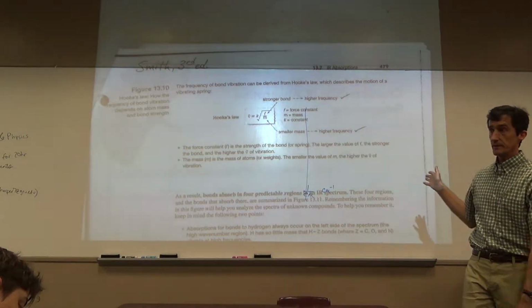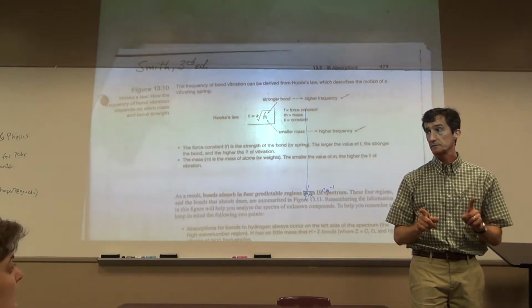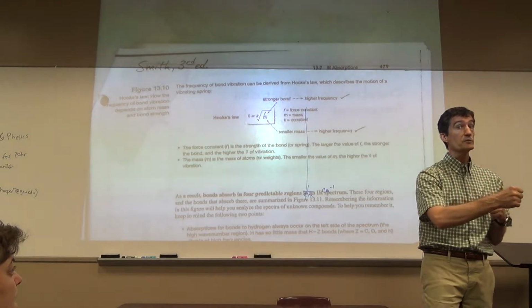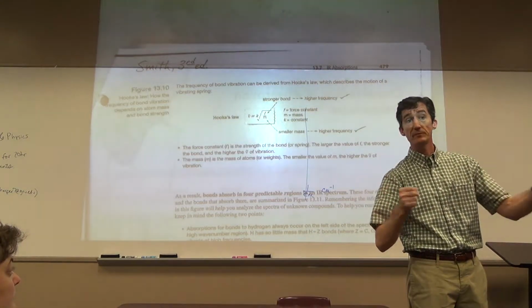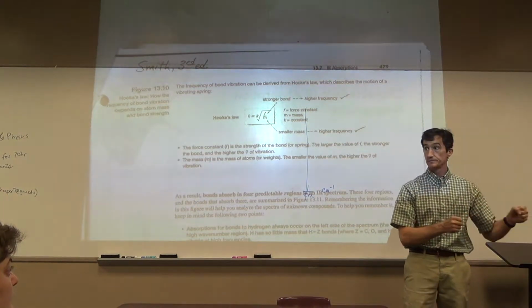But why do we get so many peaks? That's because for a given compound, you have different types of bonds. You may have CH bonds, you may have CC. You may have bonds that have different hybridizations. Some of the carbons may be sp3, some may be sp2, and thus that changes the bond strength.